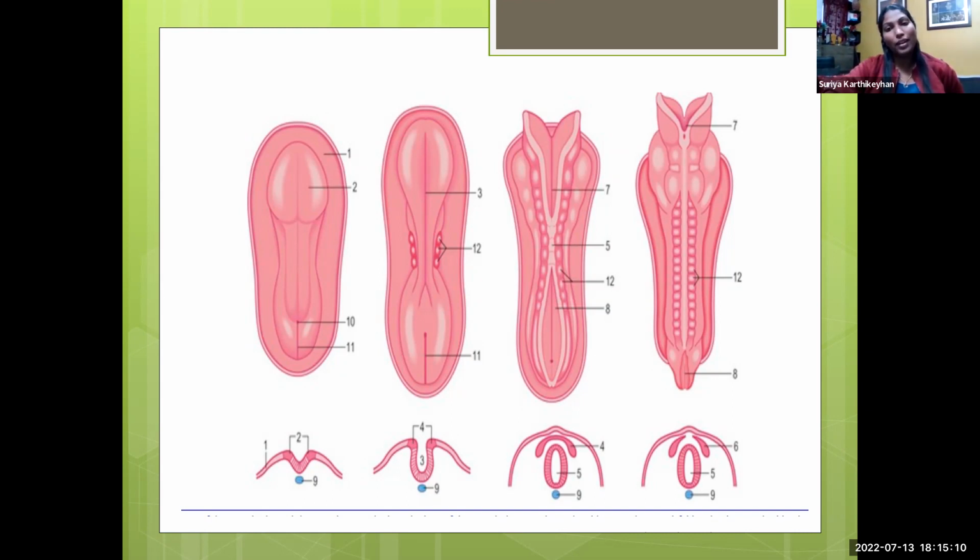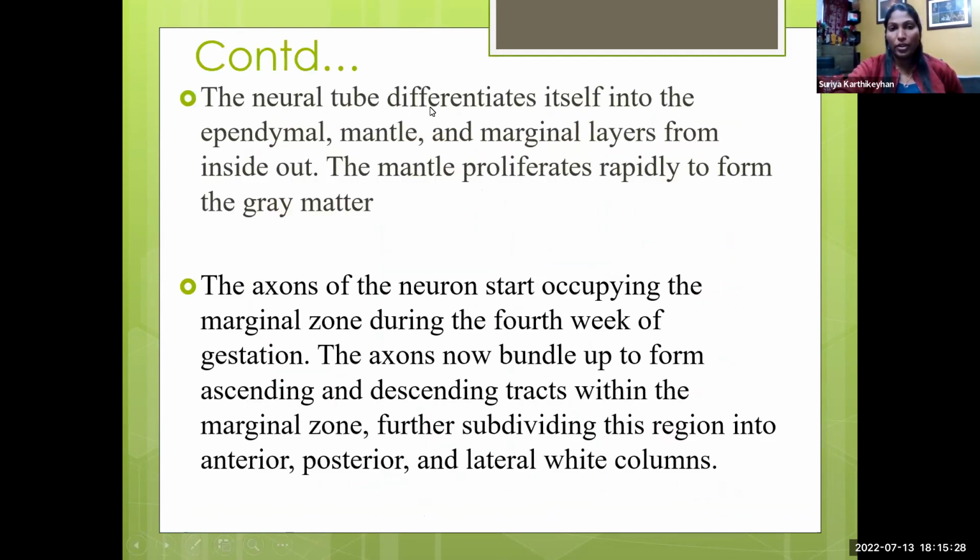Then what happens to the mantle layer? In the future, it will form the gray matter. So in the spinal cord, the gray matter is derived from the mantle layer. What happens to the marginal layer? The marginal layer is going to form the white matter of the spinal cord. That's what's given here. The neural tube will differentiate into the ependymal layer, mantle layer, and marginal layer from inside out. What happens to the mantle layer? It proliferates rapidly to form the gray matter. What happens to the marginal layer?